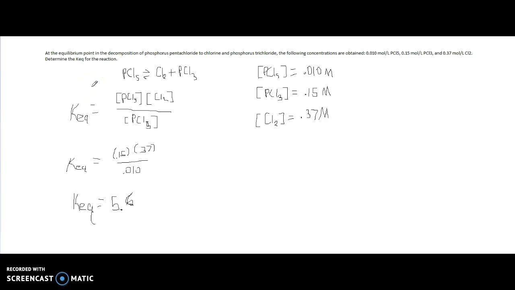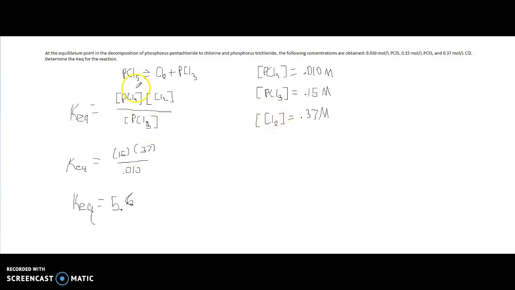Alright, next problem. At the equilibrium point in the decomposition of phosphorus pentachloride to chlorine and phosphorus trichloride, the following concentrations are obtained: 0.010 moles per liter PCl5, 0.15 moles per liter PCl3, and 0.37 moles per liter Cl2. Determine the KEQ for the reaction. Since it's decomposition, we can write the equation: PCl5 yields Cl2 plus PCl3. And we also know the concentrations of PCl5, PCl3, and Cl2.